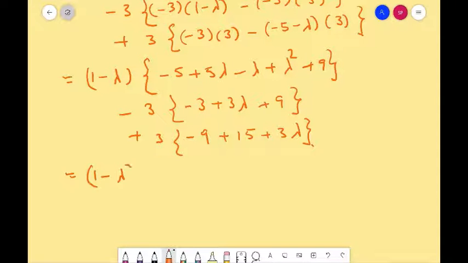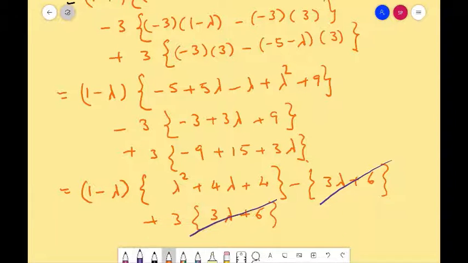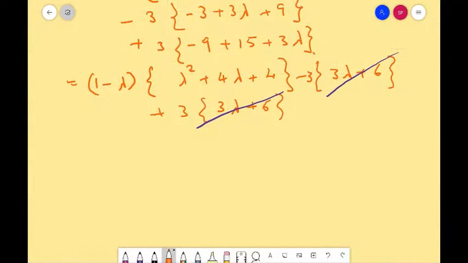And this is (1 − λ) into, what do I have here? λ² + 4λ + 4, and then this is minus (3λ + 6), and then plus 3 into (3λ + 6). Now you can see these two will get cancelled, and here also you have minus 3, so both will get cancelled, and then what will remain is (1 − λ)(λ + 2)².